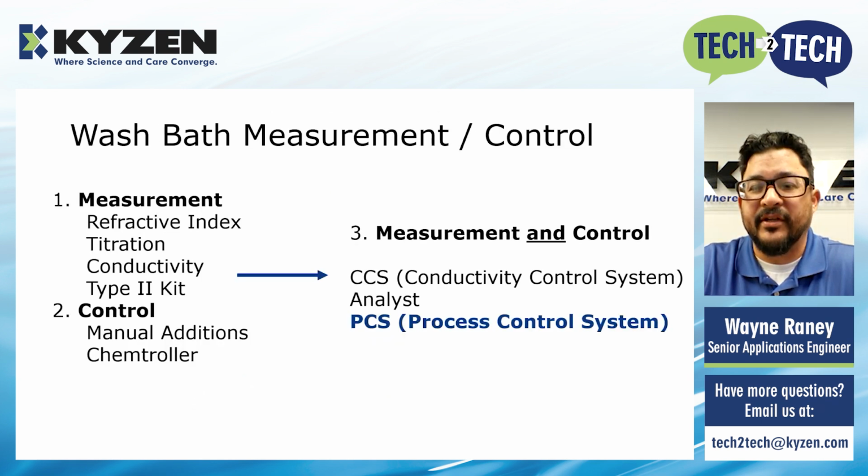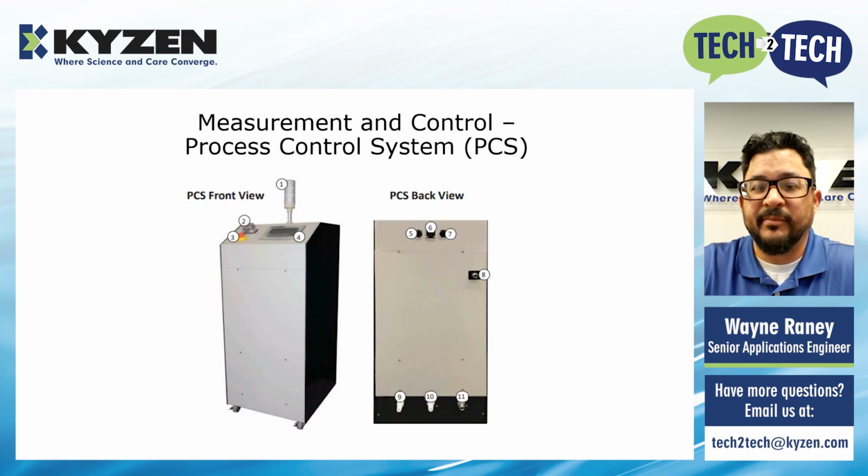So far, we talked about measurement and control. Now, the last method for both is the PCS. This is the most operator-independent system to measure and control concentration. The PCS is the most hands-off system we offer. It is mainly used in the electronic circuit board cleaning sector. You can monitor most of the process parameters remotely.